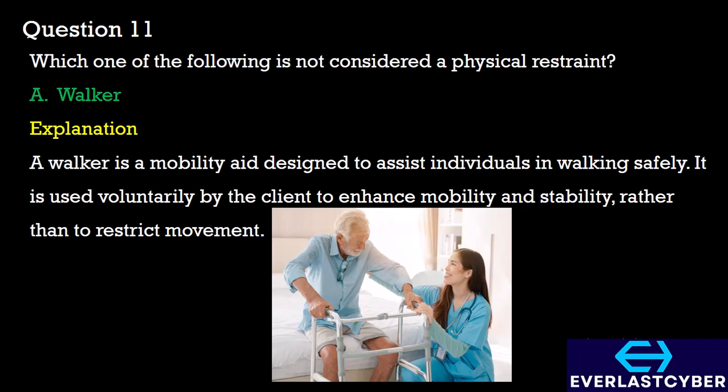The geriatric chair or Jerry chair is often used to restrict movement for individuals who may otherwise have difficulty staying seated. So this is a form of restraint. Side rails in beds are considered physical restraints when they prevent individuals from freely getting out of bed. So it limits independence and restricts movement. So out of the options, a walker is not a physical restraint because it is a mobility aid designed to assist the individuals in walking safely.